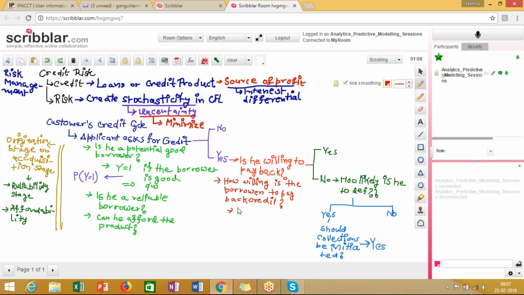Okay. So the next part that we talk about is, what is the business problem that the bank will set over here? For them, the problem changes to again a dichotomous problem, that y equal to 1 if the borrower defaults.